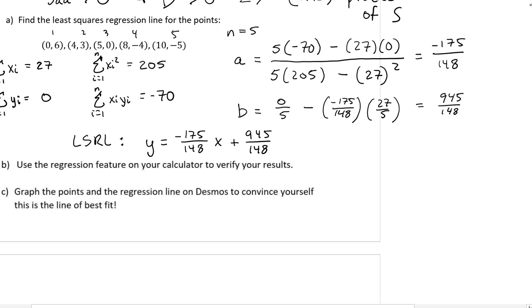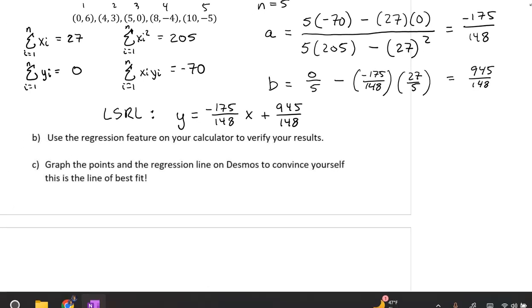In case you do not recall doing this on a calculator, I'm going to show you how we can get this on our TI-84s.